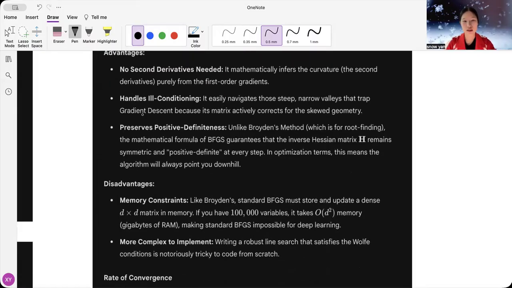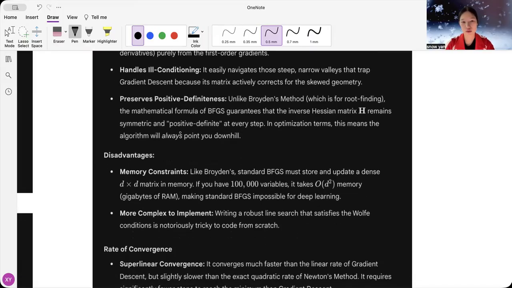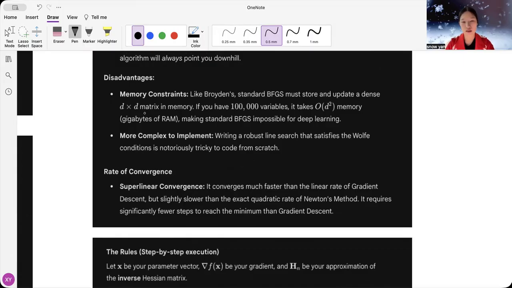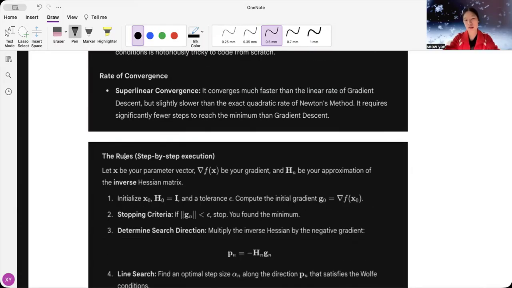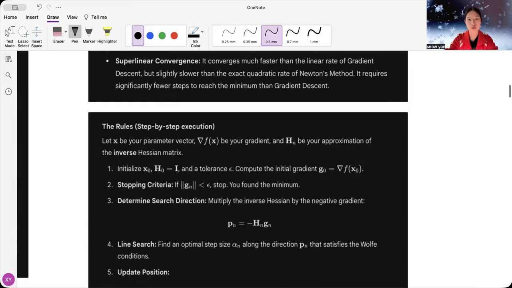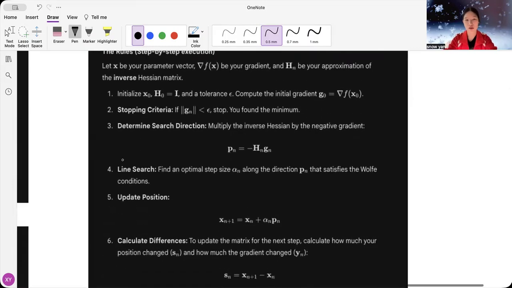And it does much better with weird shapes because it can navigate the steps, since it corrects for them. The main thing is that it's positive definite throughout, so it's nice that it will always point you downwards. But the cost is that you have to store more, D times D, and it's relatively harder because there are more things to consider. The benefit is superlinear convergence, and this would be the algorithm to do it.